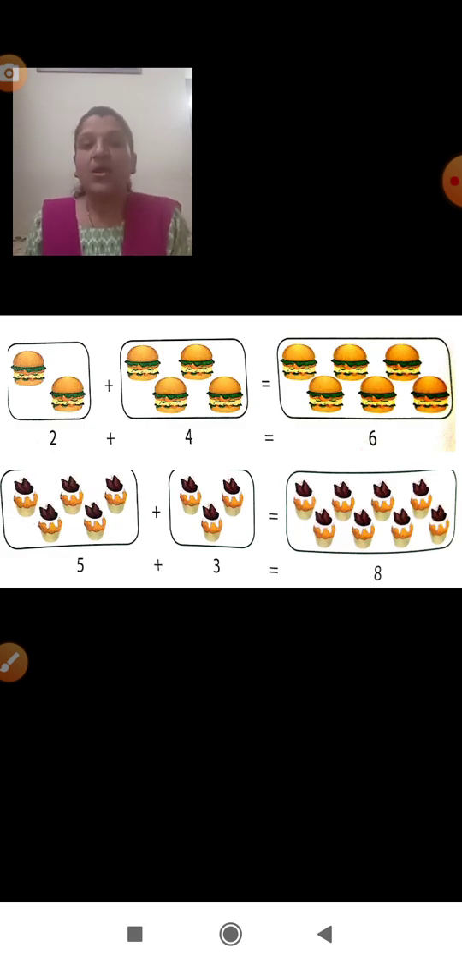That means when we add 5 and 3, we get 8 cupcakes. That means we read it as 5 plus 3 equals 8. 5 plus 3 equals 8. This is how we do addition with the help of numbers.